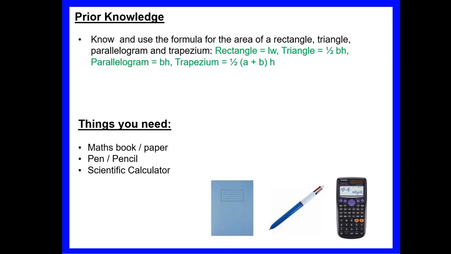Prior knowledge then, you should know and be able to use the formulae for the area of a rectangle, triangle, parallelogram and trapezium. So a quick reminder, the area of a rectangle is found by doing the length times the width. The area of a triangle by doing half the base times the height. A parallelogram is the base times the perpendicular height. And a trapezium is a half of A plus B, where A and B are the two parallel sides added together, multiplied by the perpendicular height. Make sure you're happy with those before you move on. If not, go back and have a look at those previous lessons first.